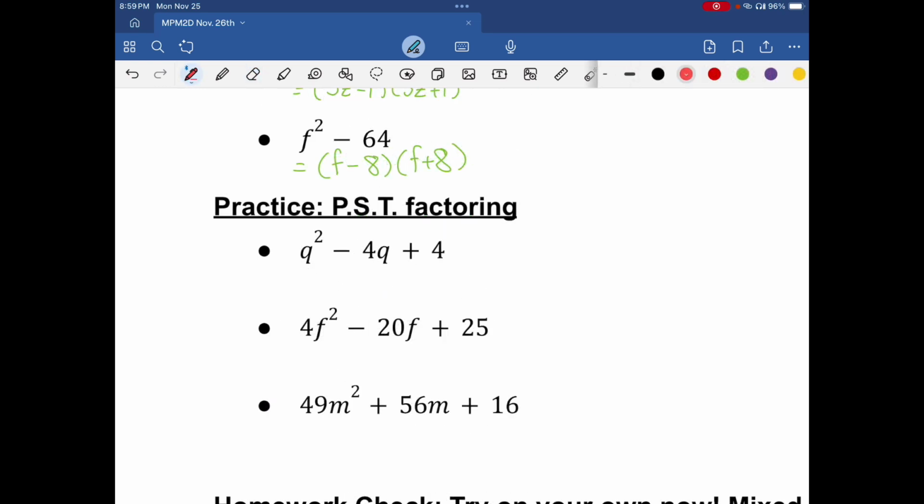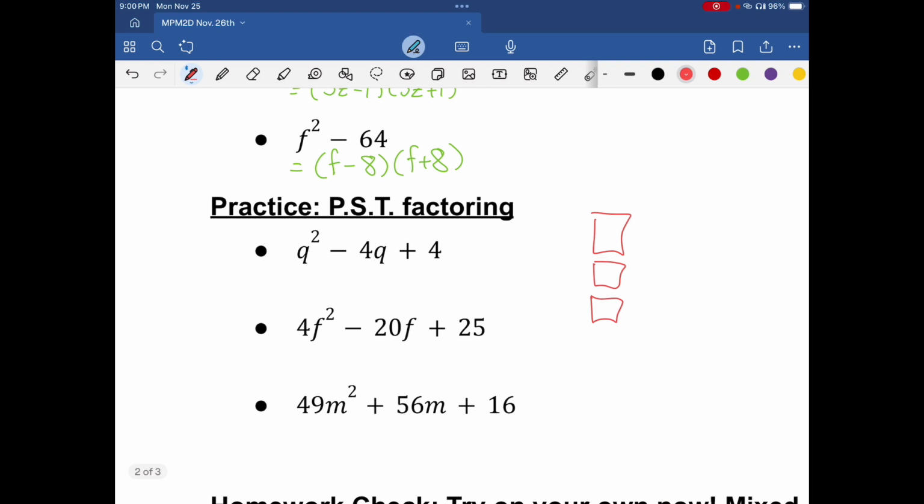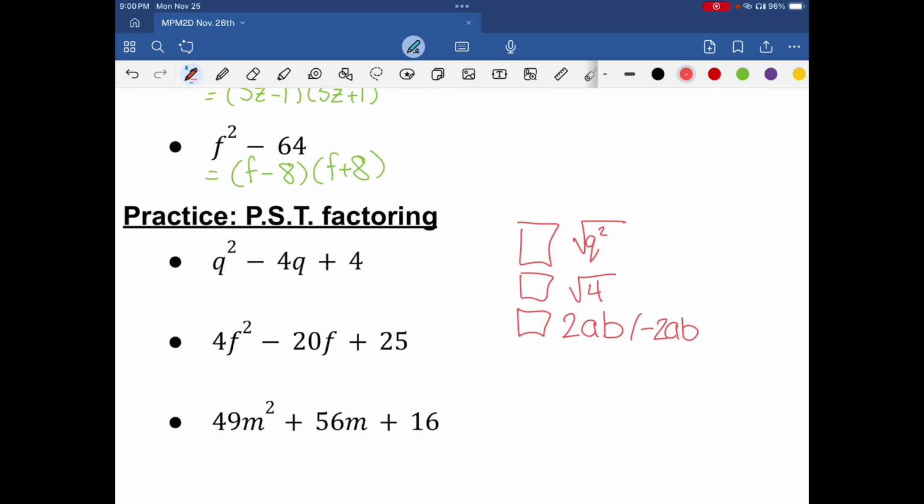Okay. So the perfect square trinomial. Perfect square trinomial, we have to see if we can square root the first term, square root the last term, and if the middle term can be achieved by 2ab or negative 2ab. The sign at this moment in time does not matter. I can square root q squared to make q. I can square root 4 to make 2.